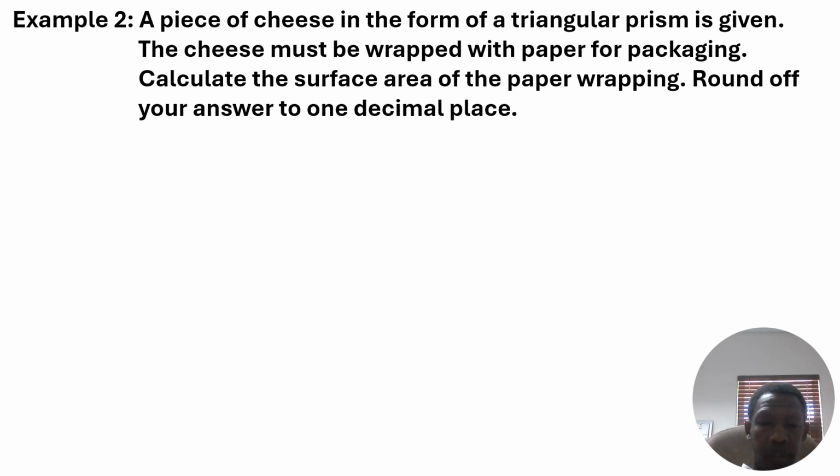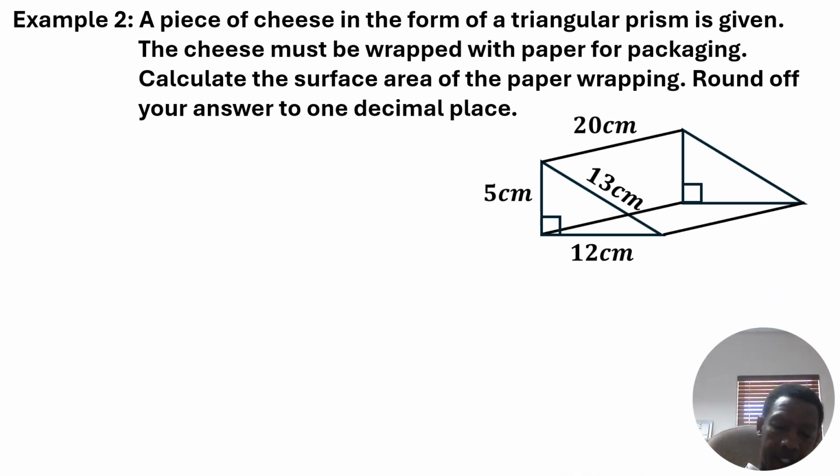Right, so here we go. This is the diagram representing the cheese, and we have to calculate the amount of paper that will be used to wrap the cheese. As we can see, the cheese is in the form of a triangular prism, and we have the dimensions as given in the diagram. Here we have the base of the triangle as 12 centimeters, and the height of the triangle being 5 centimeters.